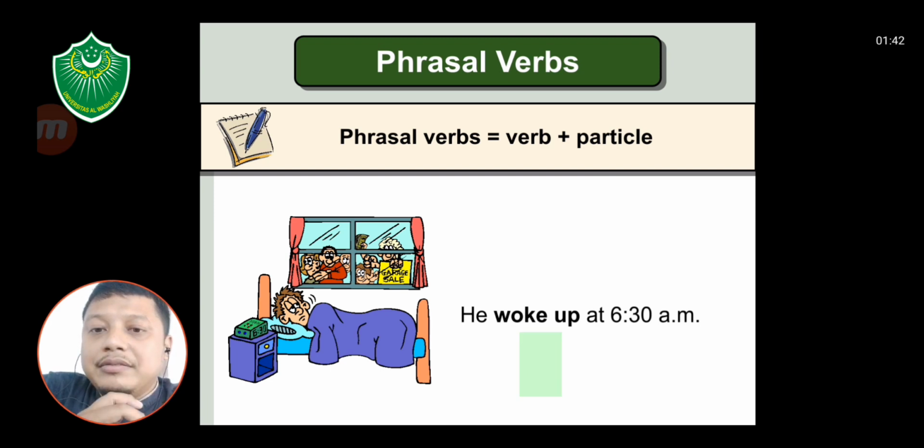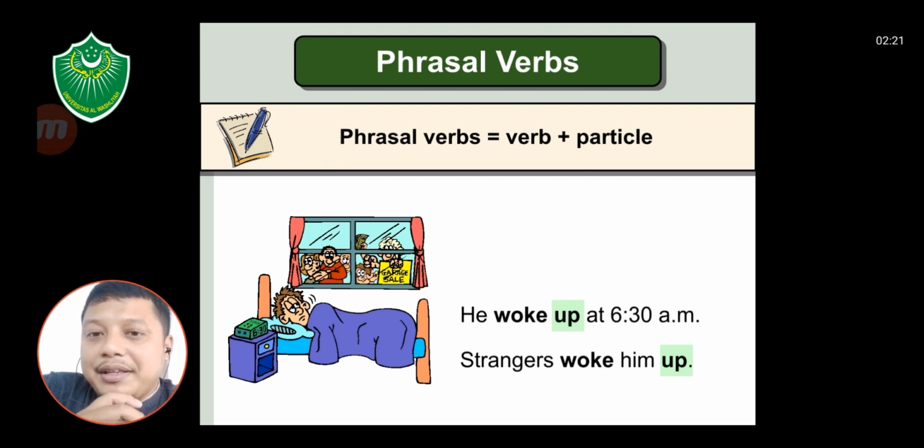You can see the example. He woke up at 6:30 a.m. In the example, you can see that he woke up. The word woke up consists of two words actually, woke and up. Another example is, the strangers woke him up. So this phrase consists of two important words, woke and up.